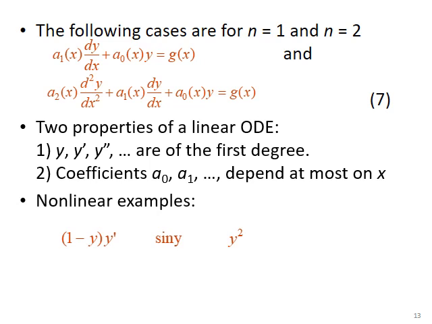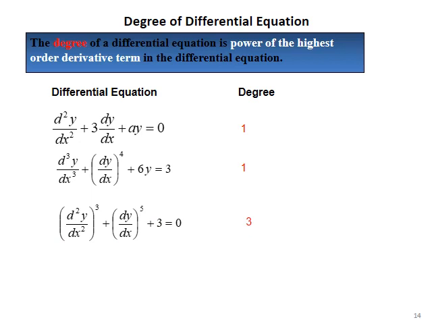Now these are examples of nonlinearity. As you can see here, y dash is multiplied by y here and here. So when we multiply by y, it gives nonlinearity. Y, the variable, is the angle of the sine. Sine is a sort of nonlinearity. The square here is nonlinear also.